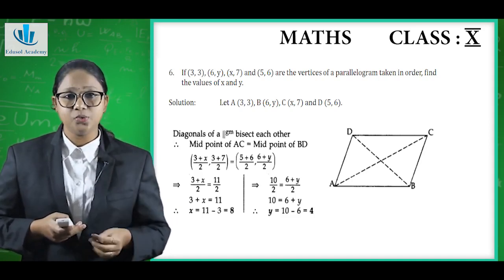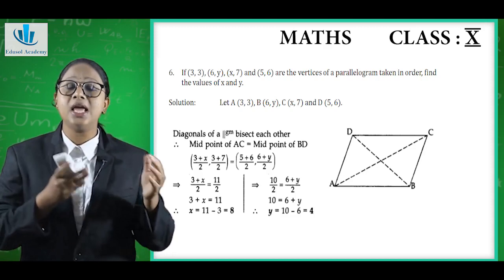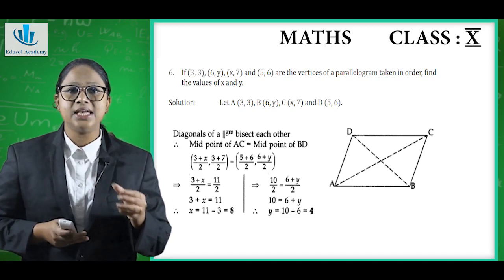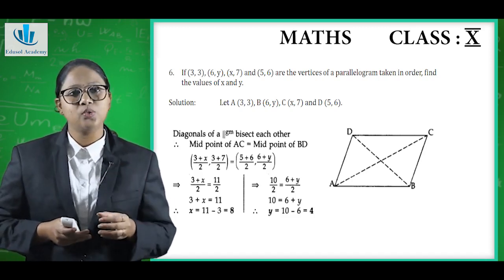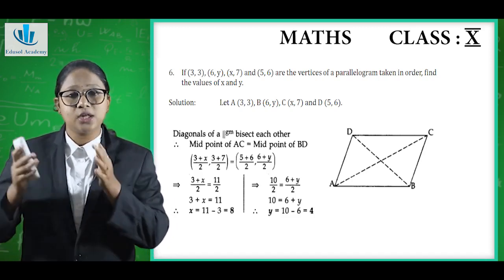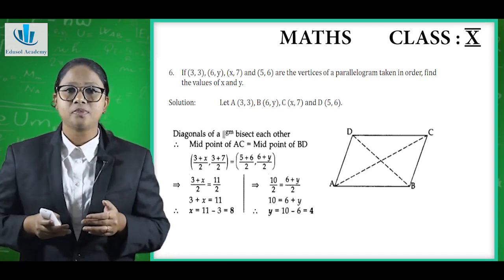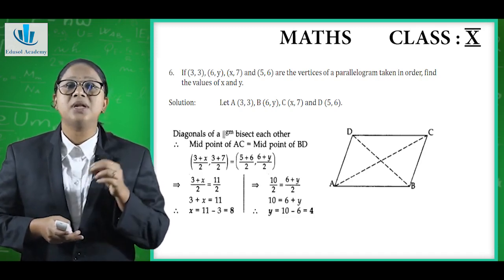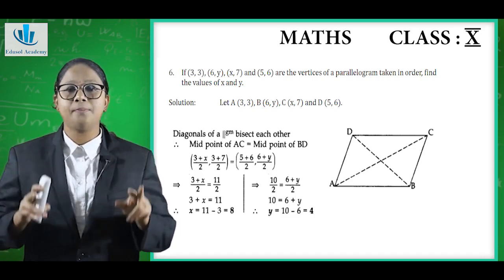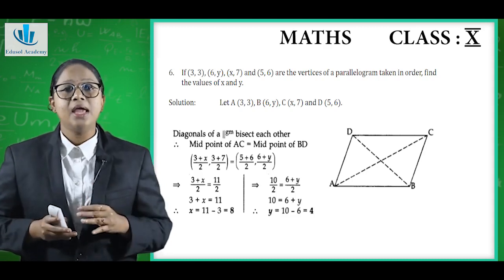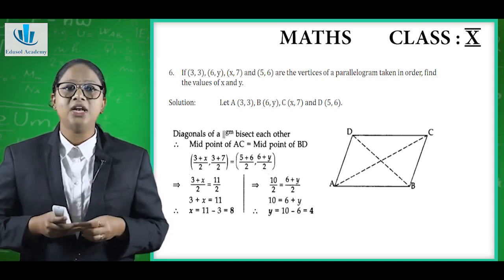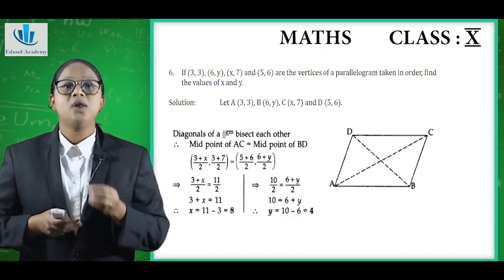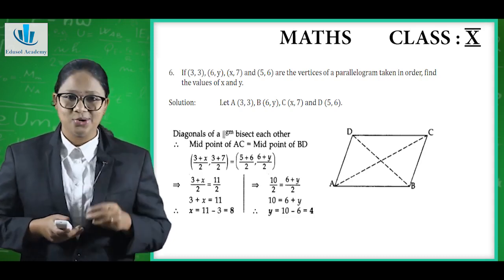X1 plus x2 by 2 and y1 plus y2 by 2, and equate it to either side. So that's what we had done. Midpoint of AC is given as (3 plus x) by 2 and (3 plus 7) by 2. Those are the coordinates of the midpoint of AC. Now for the midpoint of BD, it's (5 plus 6) by 2 and (6 plus y) by 2. Now we get two separate equations in terms of x and y. Now equating those, we will get the value of x as 8 and y as 4. So x is equal to 8 and y is equal to 4. Those are the unknown coordinates.